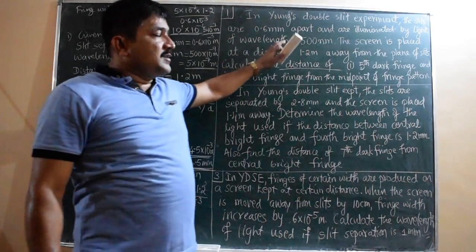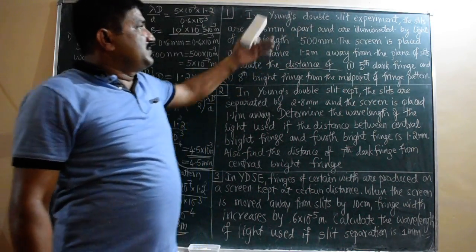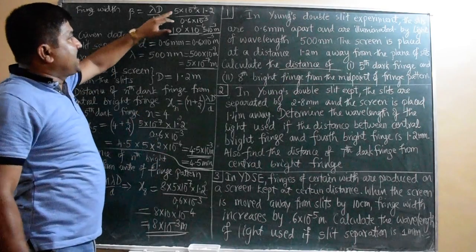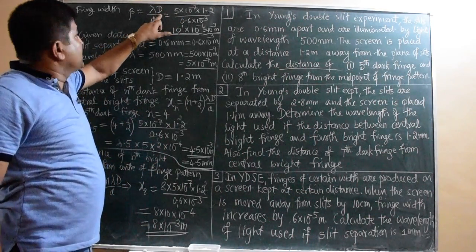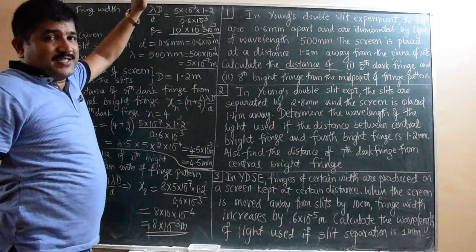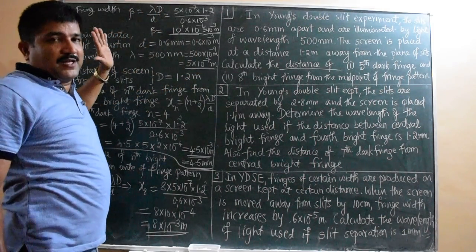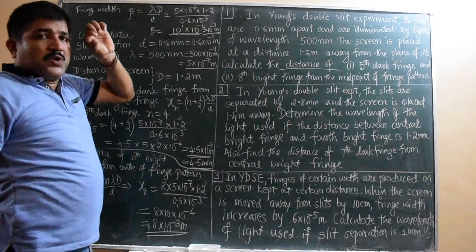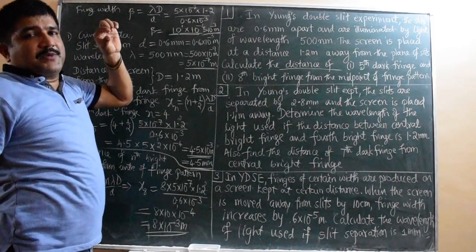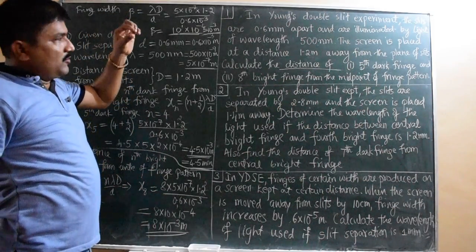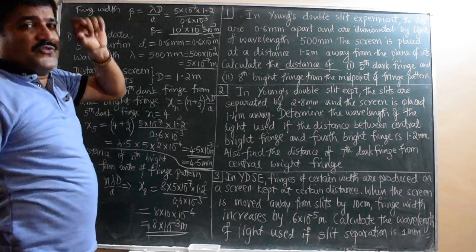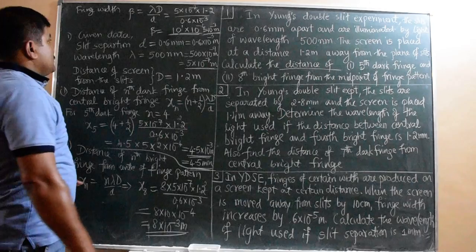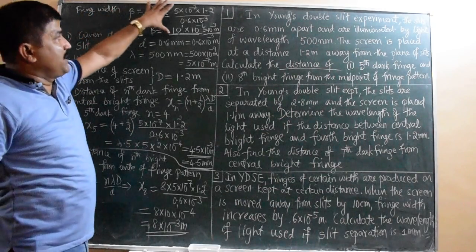It's not asked, but if it is asked, you must know the fringe width beta equal to lambda into capital D divided by small d. Capital D is the distance of the screen from the plane of slits. Small d is the separation between the two slits, S1 and S2, separated by a distance of the order of a millimeter. So that question may be asked.